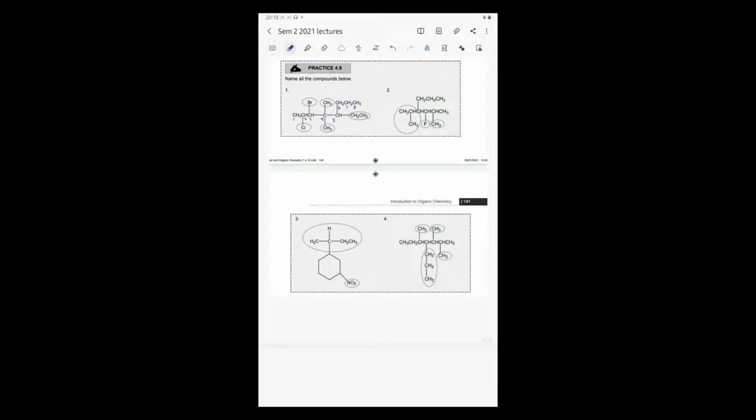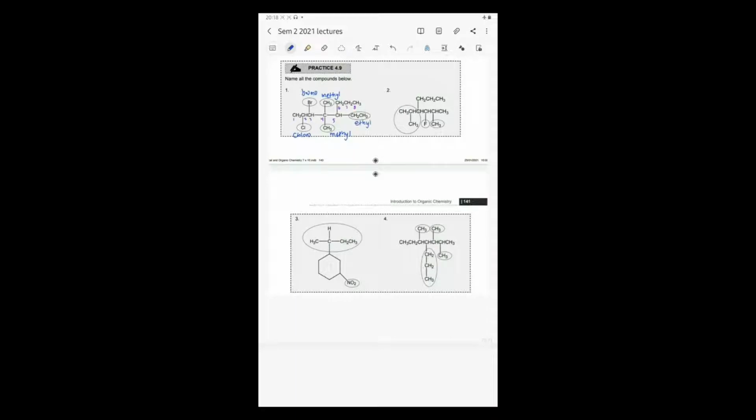Okay, so let's go to the substituents. What substituents do we have? Okay, at carbon number 2 we have chloro. Okay, at carbon number 3 we have bromo. Okay, carbon number 4 we have methyl. Okay, and we have 2 methyls here, both at carbon number 4. And at carbon number 5 we have ethyl.